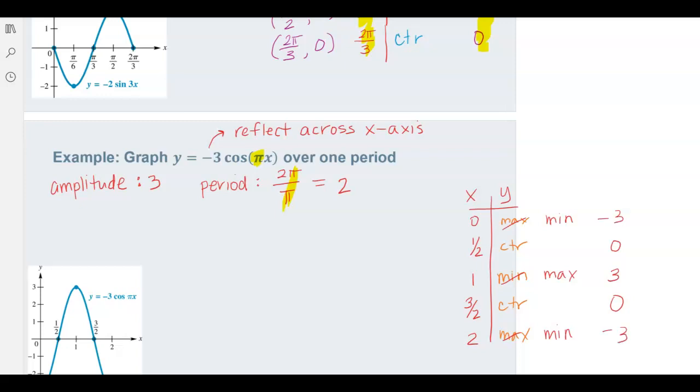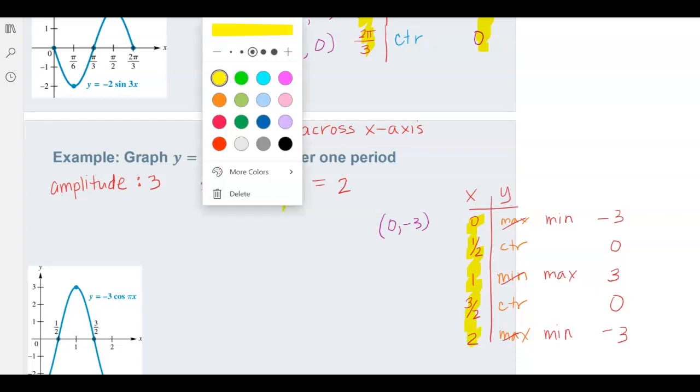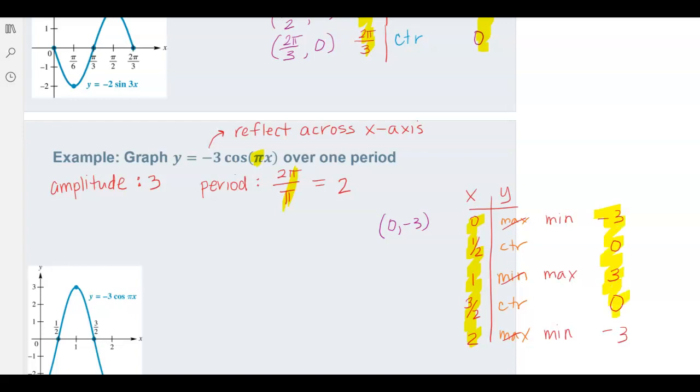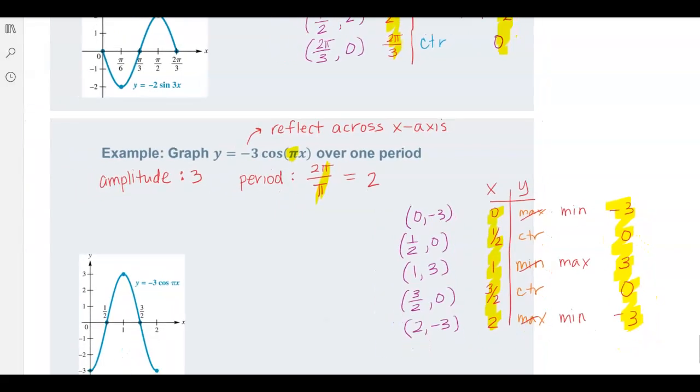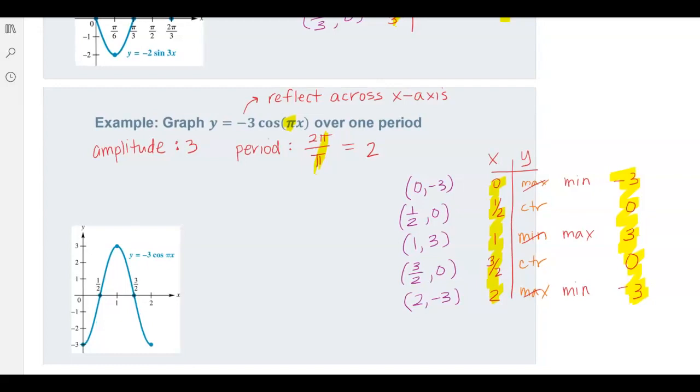So the points that I'm going to plot are 0, -3. Again, looking at the x values that I found by breaking up the period, and then the y values that I found by thinking of the pattern of cosine, taking the amplitude into account. 1/2, 0, 1, 3, 3/2, 0, and 2, -3. So those are the 5 key points, and you can see those reflected in the graph here on the left.